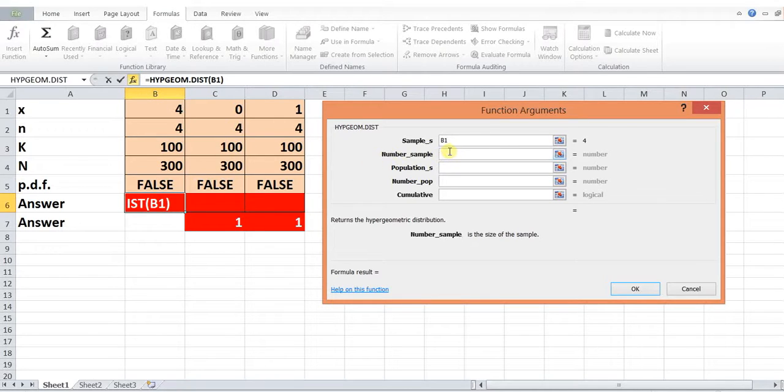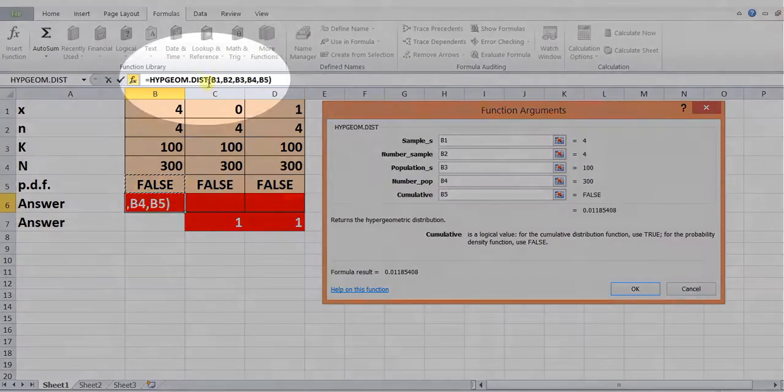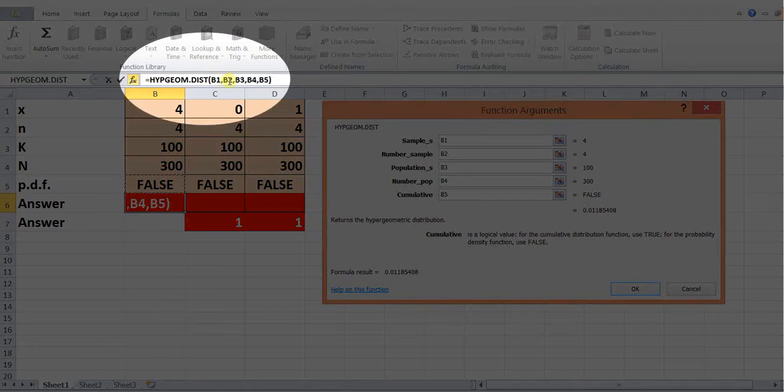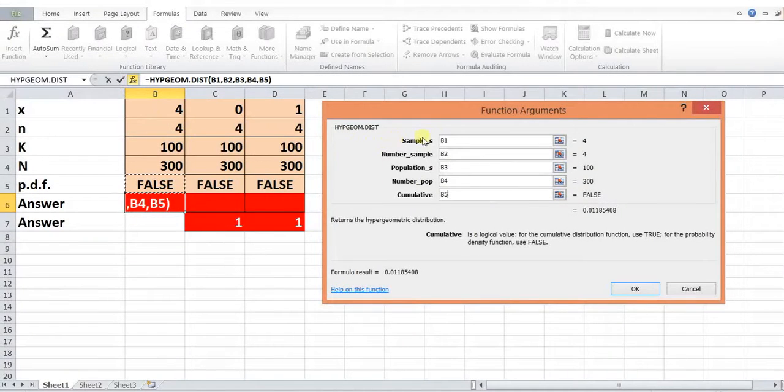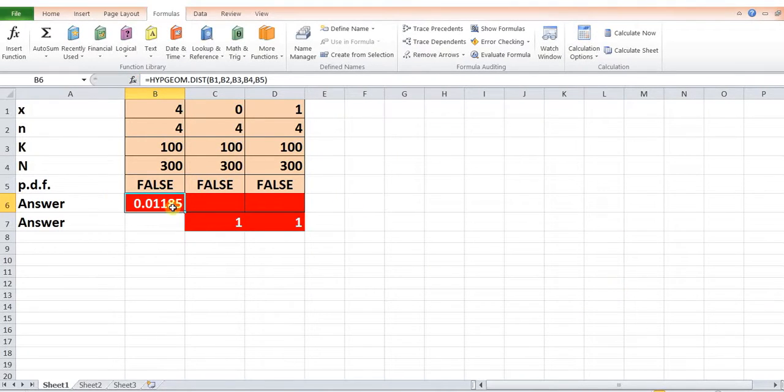Then again we'll go over here, we'll select B2. Then for k we'll select 100, that is nothing but the B3 cell. Then for capital N it will be B4, and cumulative we are putting as false, so that will give you this particular value. So you can see over here, this is the hypergeometric distribution B1, B2, B3, B4 and B5. These values we have already written over here, and we have selected those values, and we are getting the required probability, that is 0.01185. So you can compare it with the value that we have already calculated by our regular calculations. So this is the value that we have obtained.